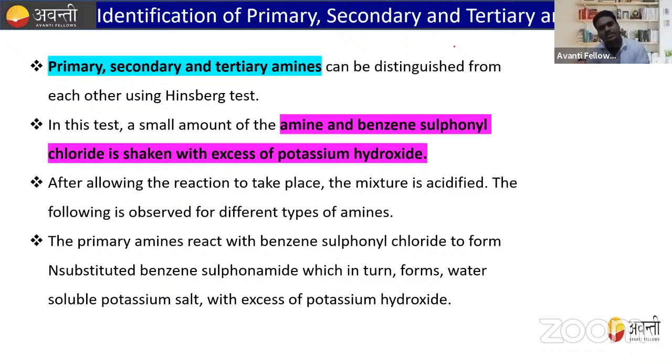The primary amine reacts with the benzene sulfonyl chloride to form N-substituted benzene sulfonamide, which in turn forms a water soluble potassium salt with excess potassium hydroxide. So this is one way that you distinguish between the primary, secondary, and tertiary amine. Let's see the reaction of each of them.